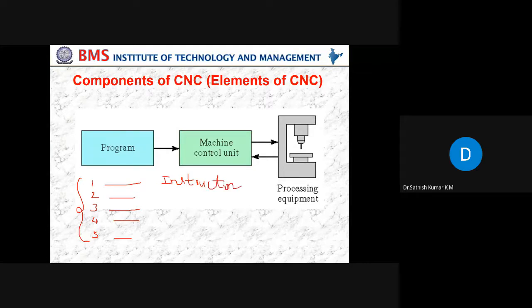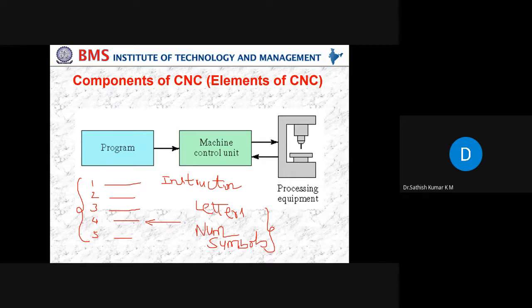What does this program consist of? It consists of all the activities to be carried out. What are all the activities to be carried out is present in this particular program. By using letters, by using numbers, and by using symbols, you are going to write the program. That is the first part.